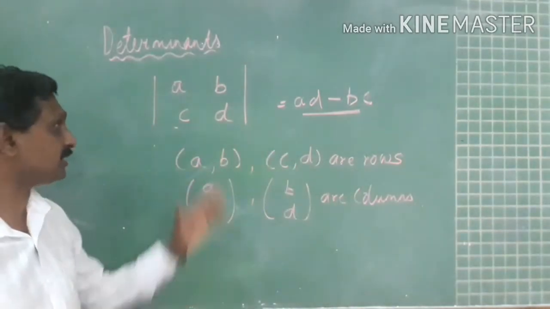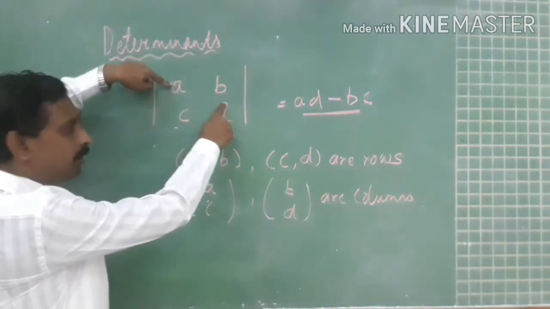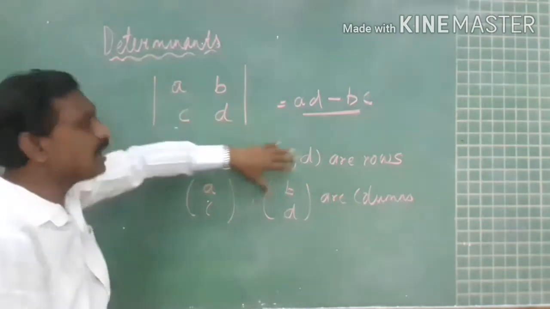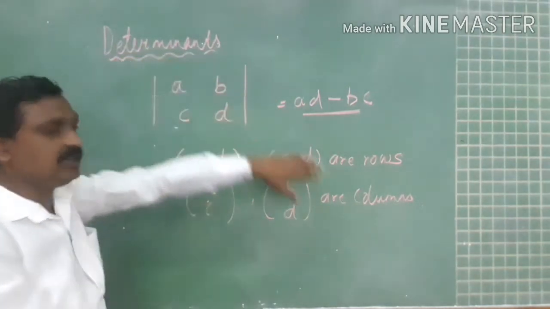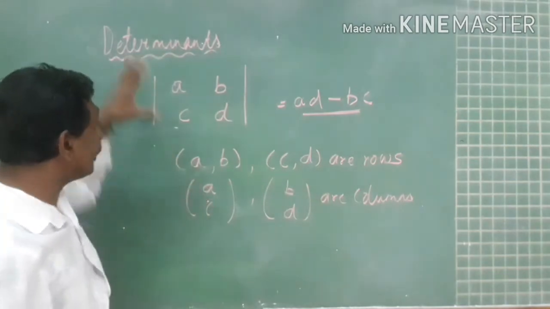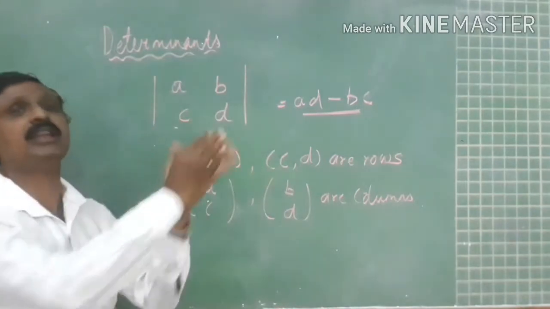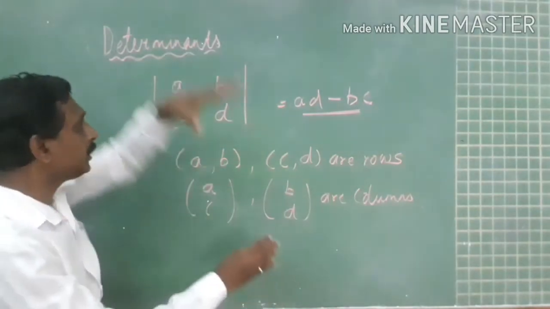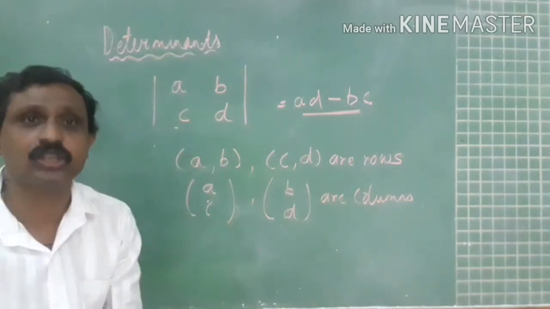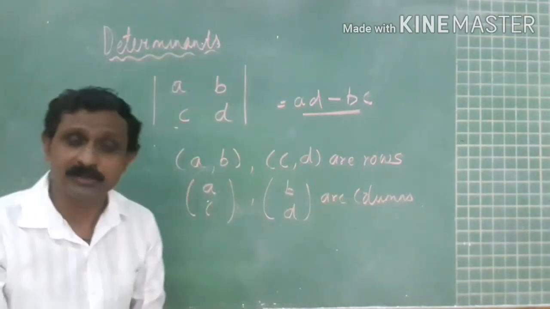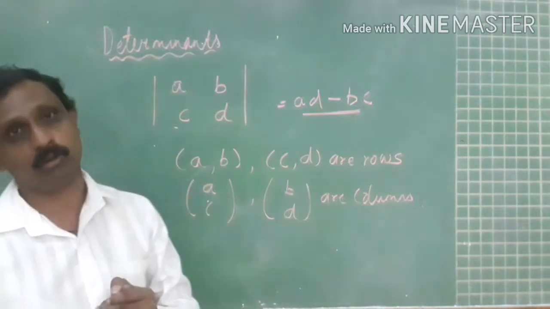Let me again express this determinant to you. This is a determinant. A, comma B and C, comma D are rows. A, C, comma B, D are columns. Now this determinant is called as a degree 2 determinant. Why? Because it has got 2 elements in each row and in each column. It was given to us by a Swiss mathematician whose name was Cramer. So this is called as a Cramer's method.